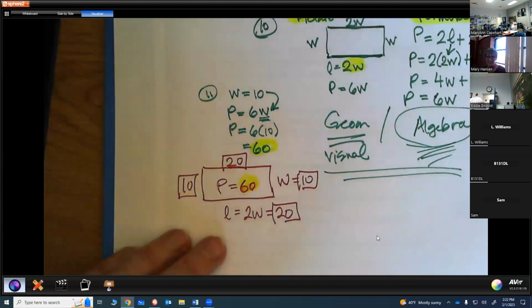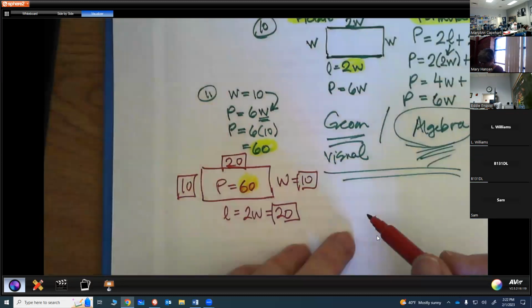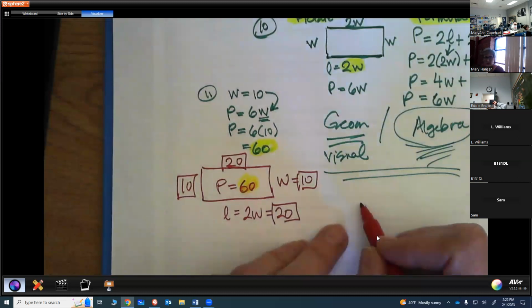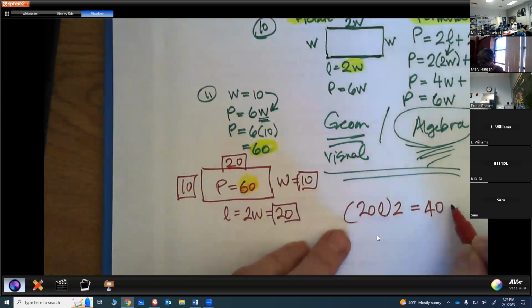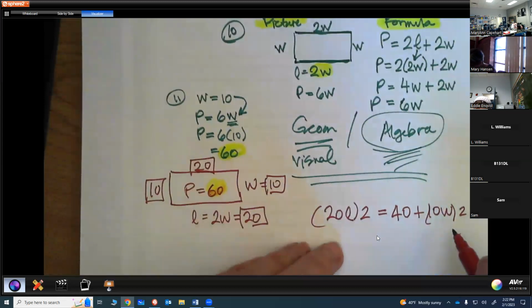Yeah, I have 20L times 2 equals 40 plus 10W times 2 equals 60. Can you read that to me again? 20L times 2 equals 40 plus 10W times 2 equals 60 perimeter. I don't know why I put that. Well, you got 2 equal signs.